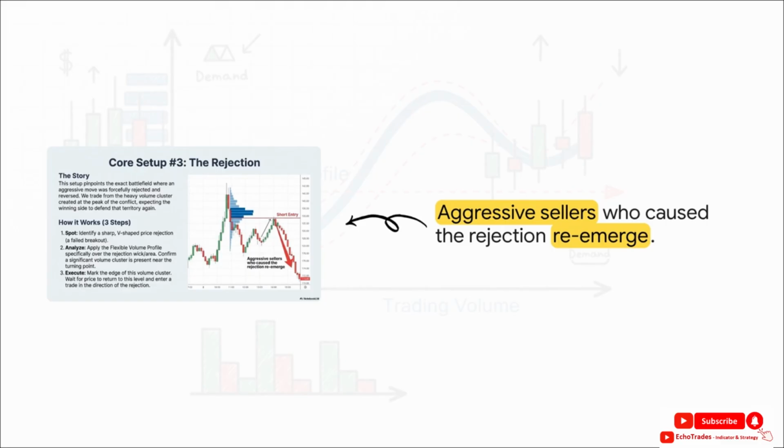And just look at how the volume profile pinpoints the exact battlefield here. You see that nasty V-shaped rejection right at the top? When we draw the profile over that whole move, it shows us exactly where the most intense fighting went down. That's our heavy volume cluster. So we mark the edge of it, wait for price to come back up, and we take the short trade, fully expecting those aggressive sellers to show up and do it all over again.